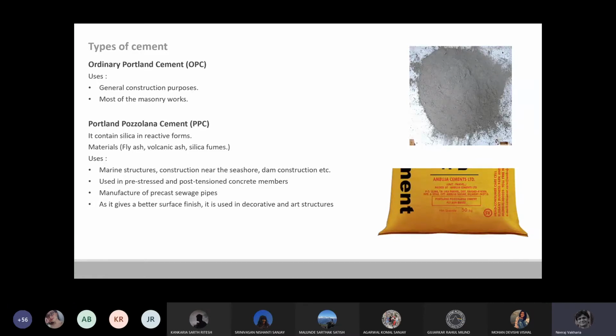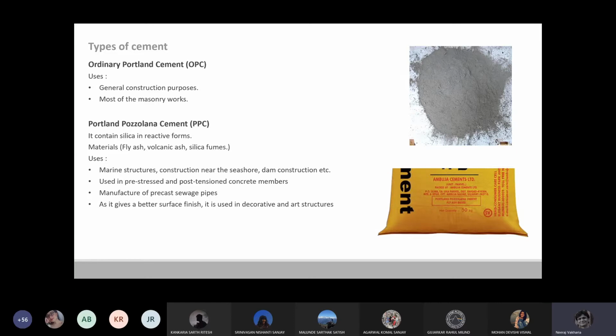The first one is ordinary Portland cement. This is what we use in usual construction work. It is widely used. Whatever regular PCC work or RCC work we do, this is what we use. Most of the masonry work is carried out with this cement.